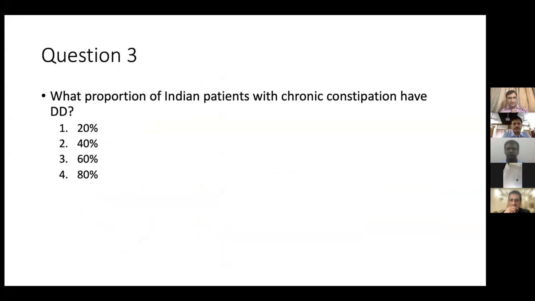Last question for the poll before we go on to the examination. What proportion of Indian patients with chronic constipation have dyssynergic defecation? Okay, so 159 people have answered and the majority, 53%, feel it is 20%, 37% feel it is 40%, and 9% feel it's 60%. The answer is 40%.